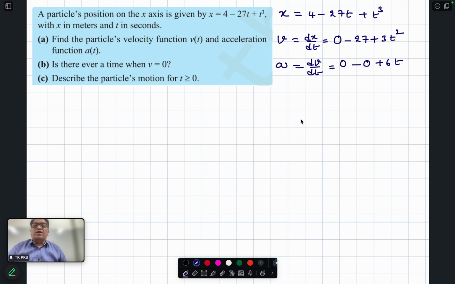Describe the motion of the particle for t greater than or equal to 0. Very critical situation. For example, if I take Desmos, like it's a graph based situation, that will give you the clear picture of the graph. 4 minus 27t plus t cube.